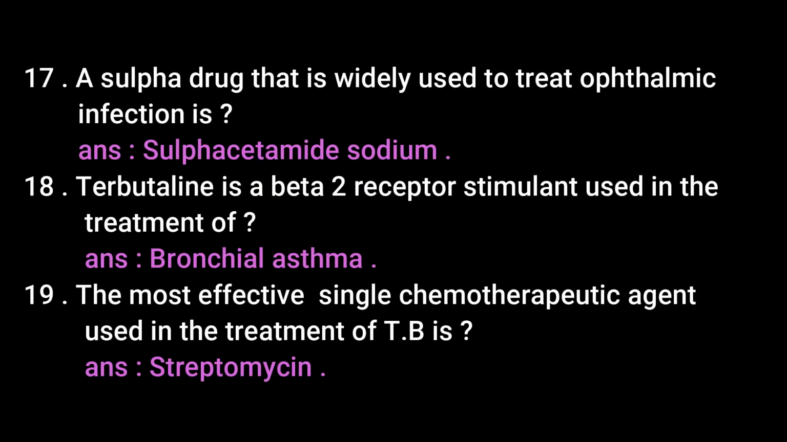Next question, a sulfa drug that is widely used to treat ophthalmic infections is sulfacetamide sodium. 18. Terbutaline is a beta-2 receptor stimulant used in the treatment of bronchial asthma. Then 19. The most effective single chemotherapeutic agent used in the treatment of TB is streptomycin.